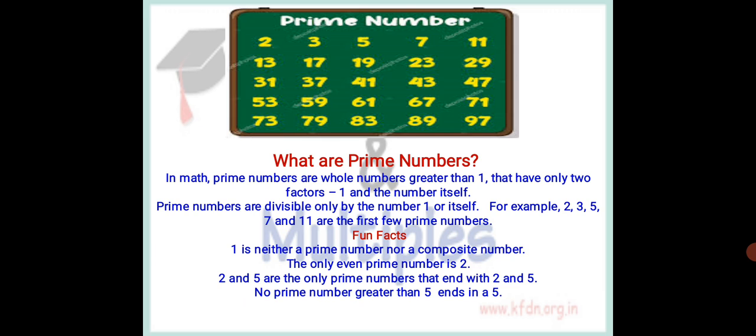Fun facts you have to remember. 1 is neither a prime number nor a composite number. The only even prime number is 2. So, look at this list. All the prime numbers are odd numbers, but the only even prime number is 2. 2 and 5 are the only prime numbers that end in 2 and 5. No prime number greater than 5 ends in a 5.